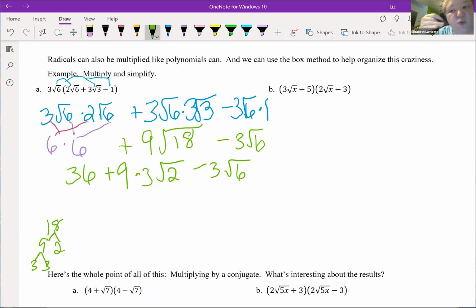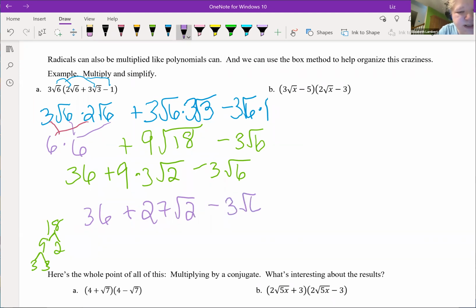Unless we were multiplying more than one term times more than one term, 2 or more times 2 or more, they usually are not going to combine anymore. Sometimes you might get like 2 things that work out to honestly, no, they don't. They usually don't go together more. So I have 36 as a number plus 27 square roots of 2 minus 3 square roots of 6. And that's all she wrote. That is our simplified answer. So we did the multiplication, and then the simplify was reduce the square root of 18 to the square root of 2 with 3 on the outside.